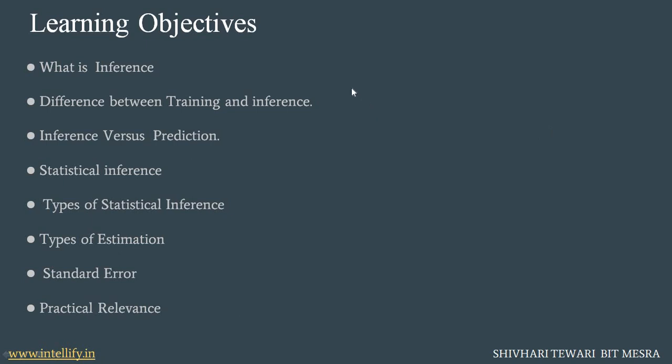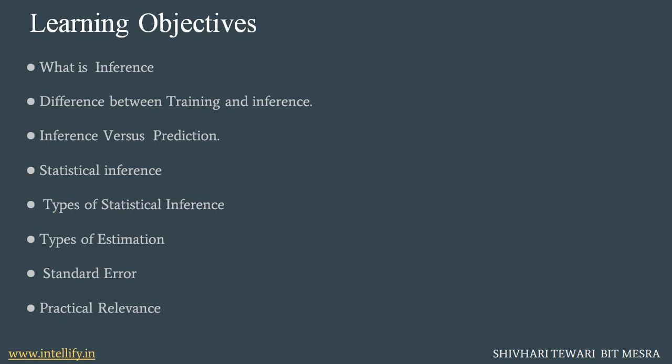Before moving to our first topic, we should know about the learning objectives of this chapter. In this chapter, we will learn what inference is, the definition of inference, where we use inferences, what kind of inferences we use, and the application of inference. After that, we will learn the difference between training and inference, where we will see how training is differentiated from inference. Are inference and training the same thing, or how does inference use the training data set?